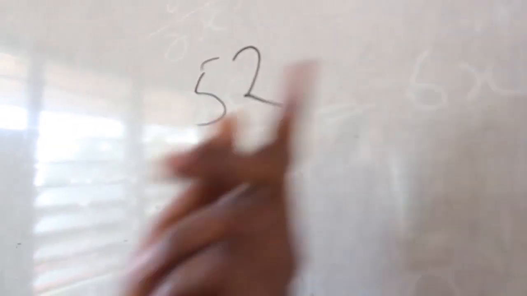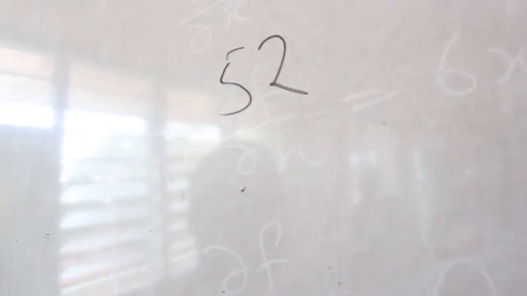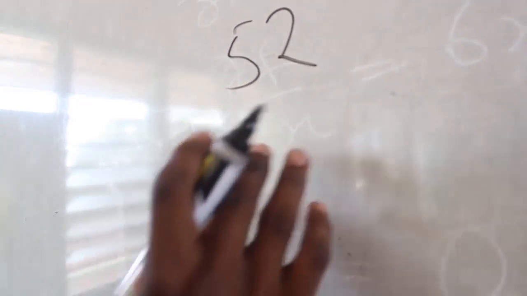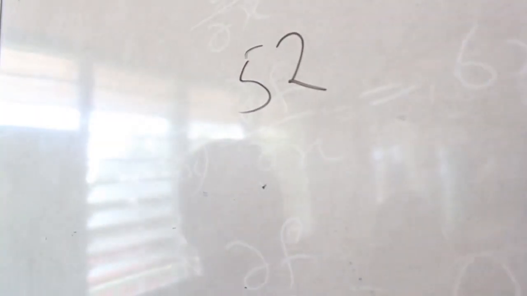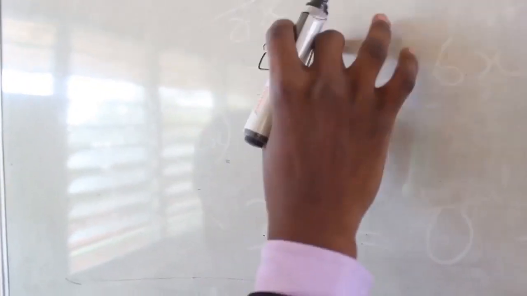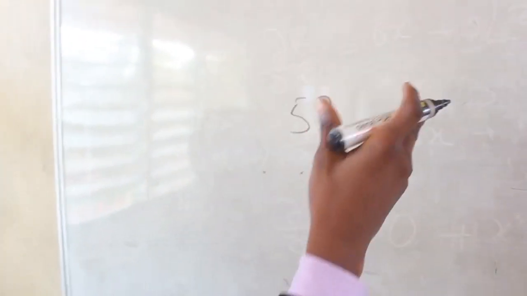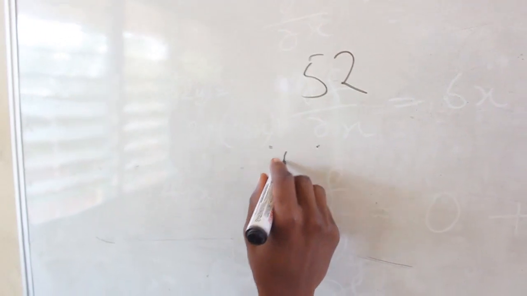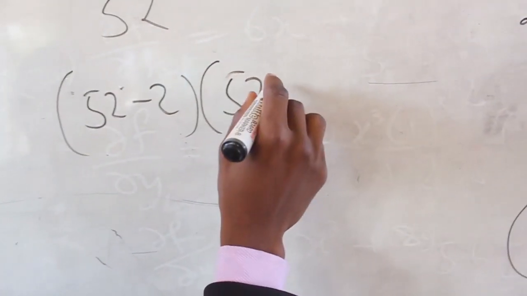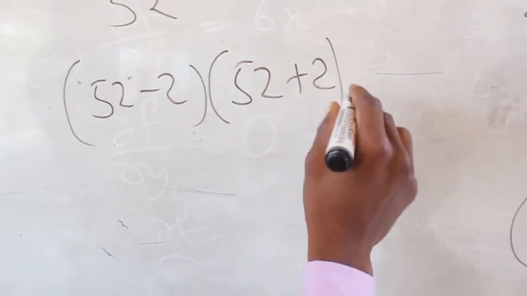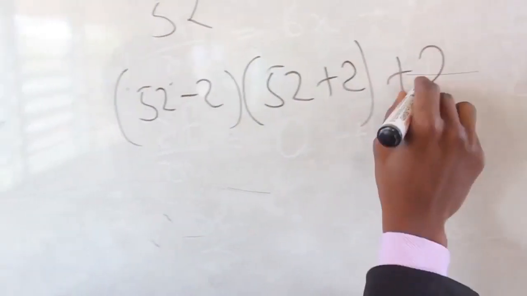Similarly, we want to square 52. The same way, adding 8 to this 52 gives us 60. Subtracting 2 from 52 gives us 50. In both cases, the answers are multiples of 10, but we pick the smallest number, so we subtract 2 rather than adding 8. So we have 52 minus 2 times 52 plus 2, and then plus the 2 squared.